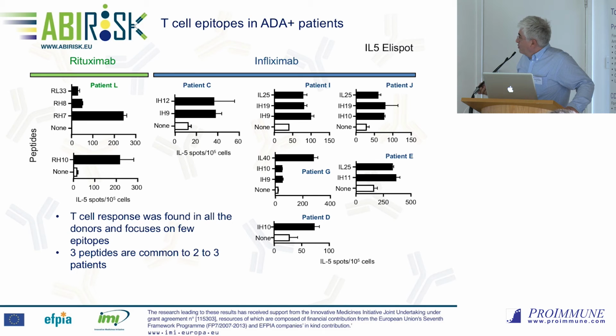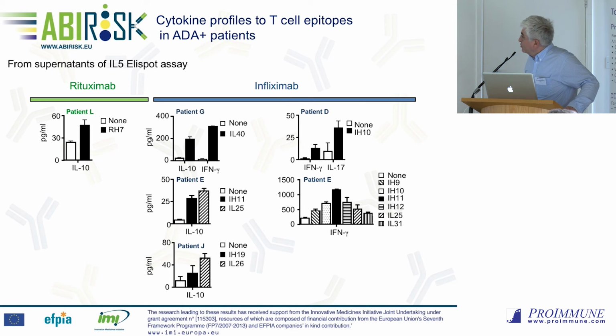So we conclude that the T-cell response was found in all the donors, focused on few epitopes, and some of these peptides are common to 3 donors. A very brief view of what happens about the phenotypes of the cells.